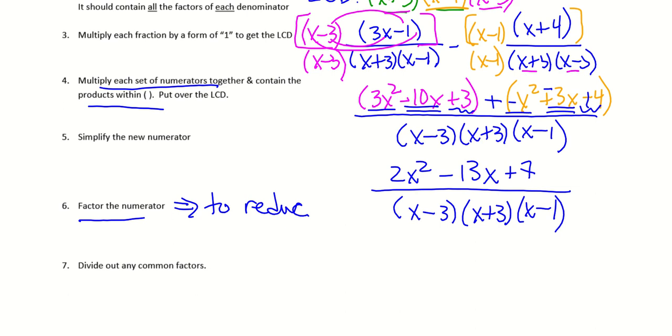what I find is this 2x squared minus 13x plus 7 doesn't actually factor. So we could play with that, but it doesn't factor. And there are no common factors between the numerator and denominator, so this is not applicable. I can't do that, and what I'm left with is my fraction in the simplest possible form.